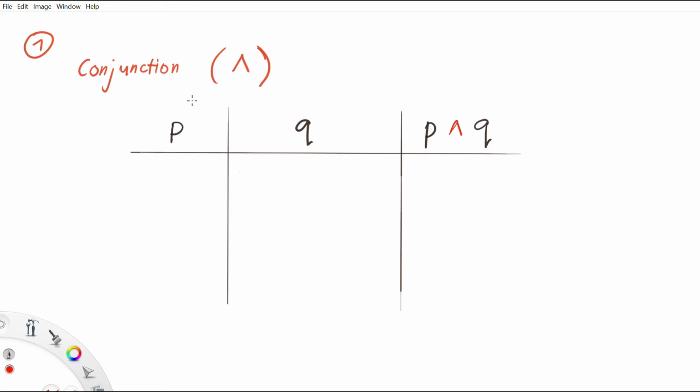There are five common propositions that are the results of five common connectives: the conjunction in symbol like this, then the disjunction, the implication slash conditional, the equivalence or biconditional, and the negation. Later on, we will be discussing the other four. So first, let's start with conjunction.